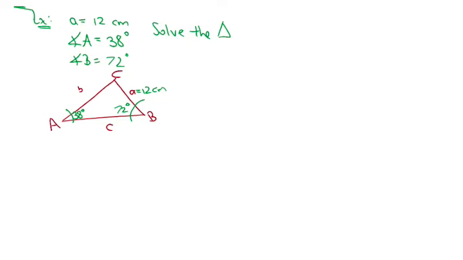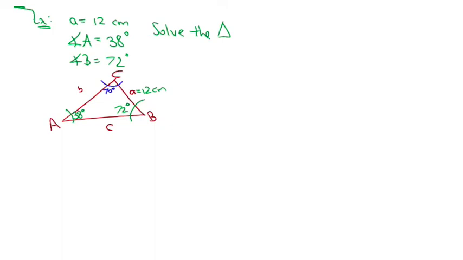So the first thing you can solve for is easy. If I'm solving this triangle, finding all the information about it, what's the first thing you would find? You know the other degrees, the other angle up here, angle C. 72 and 38: 72 plus 38 is 110, so that leaves 70 out of 180. So this is 70 degrees. That's going to help us later on.